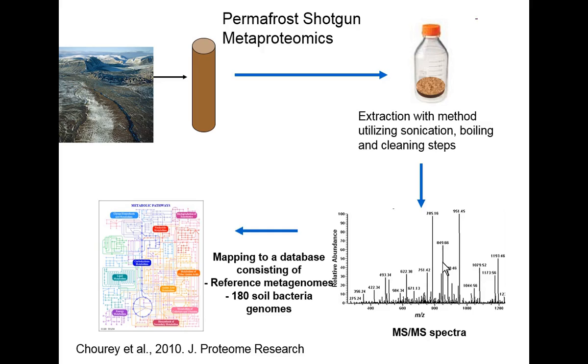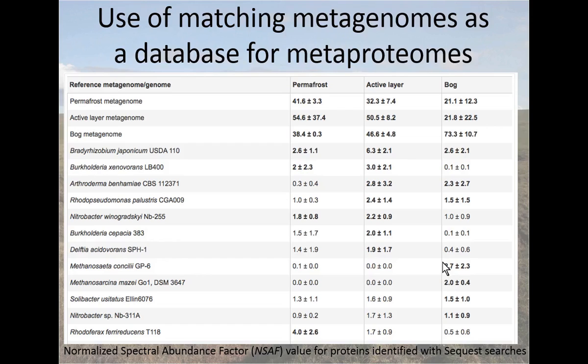So what I did then was, because I had the matching metagenomes, I used those as a database for my samples and got a lot of information. So here, these are the normalized spectral abundance factor, the NSAF values, for proteins identified in my samples. It's not relative abundance, but it's a bit the same as relative abundance. If you sum these up, that would be more than 100, but it's sort of a relative abundance value.